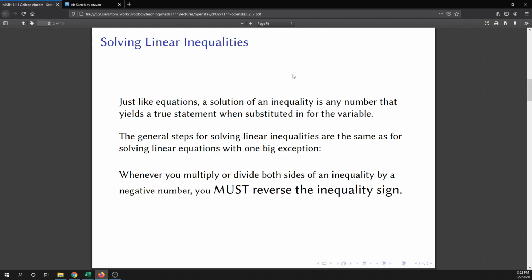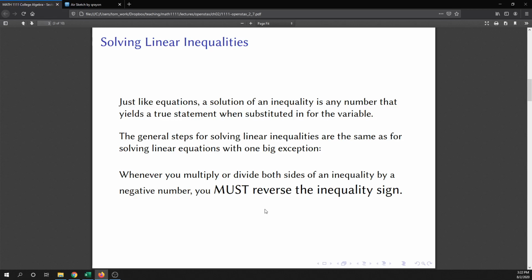All of the steps that we went through when we were solving linear equations, simplifying both sides, the addition principle, the multiplication principle, all of that remains the same. The one big exception is that whenever you multiply or divide both sides of an inequality by a negative number, you must reverse the inequality sign. That is the main difference in terms of what you need to be careful about.